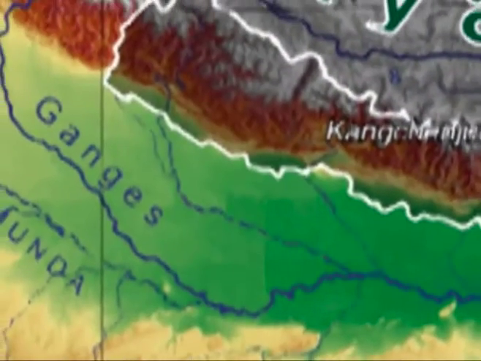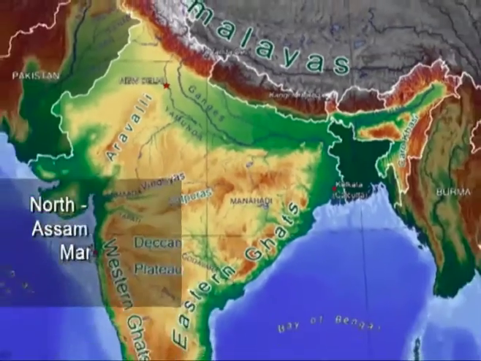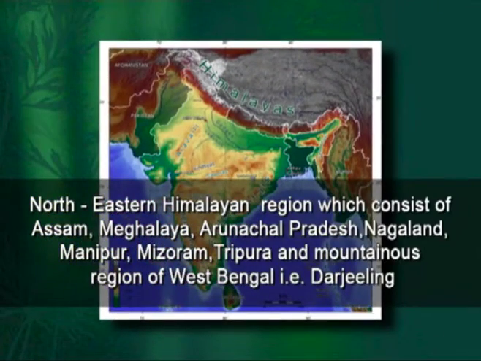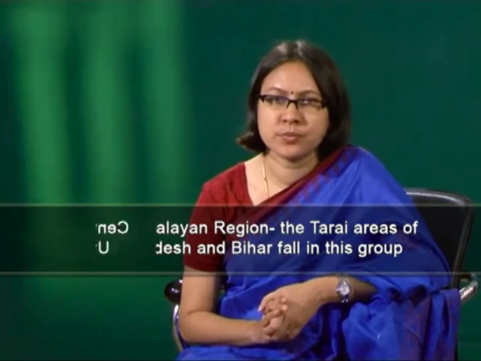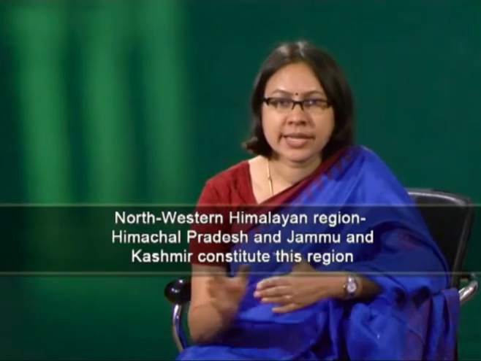These are Himalayan region with 3 sub-regions, namely Northeastern Himalayan region, which consists of Assam, Meghalaya, mountainous region of West Bengal, that is Darjeeling, Arunachal Pradesh, Nagaland, Manipur, Mizoram, and Tripura. Central Himalayan region. The Tarai areas of Uttar Pradesh and Bihar fall in this group. Northwestern Himalayan region. Himachal Pradesh and Jammu and Kashmir constitute this region.